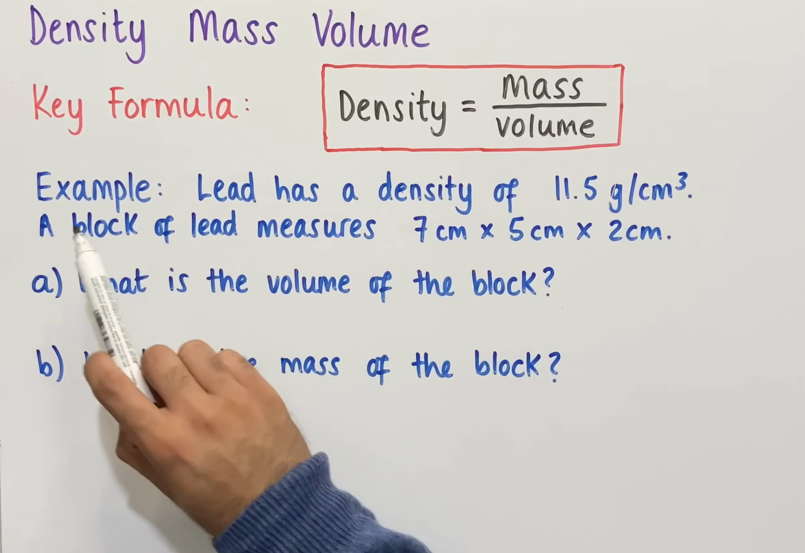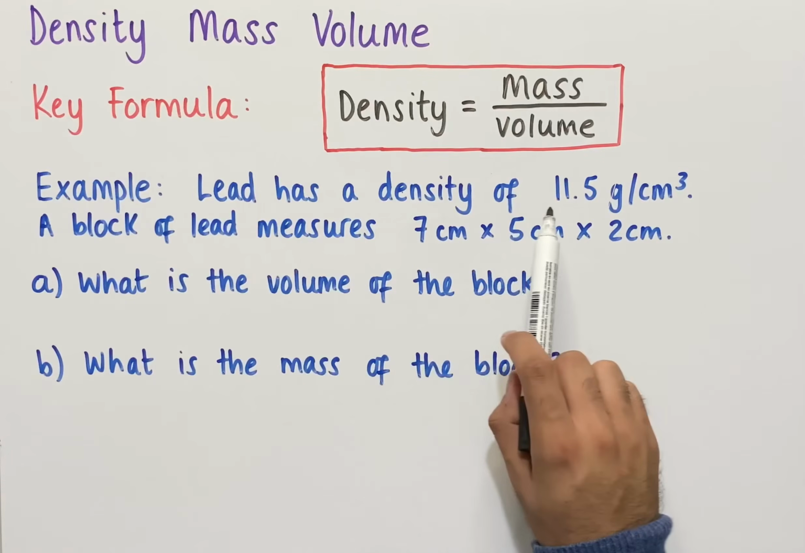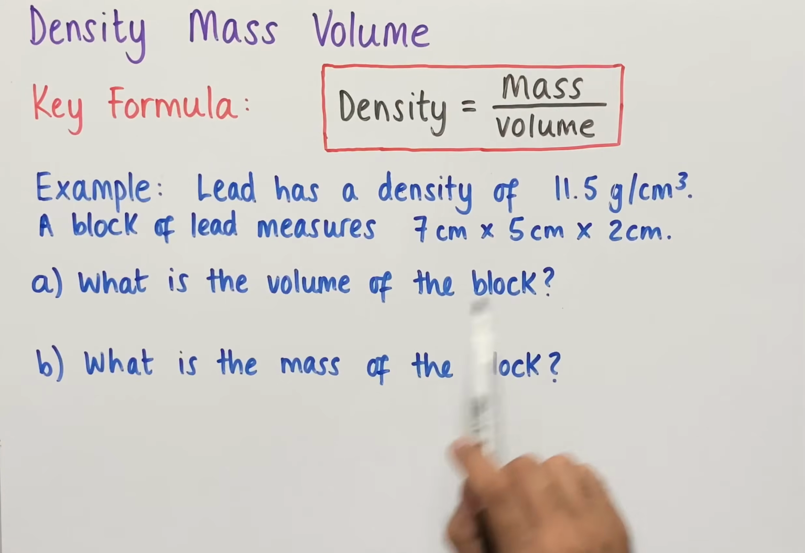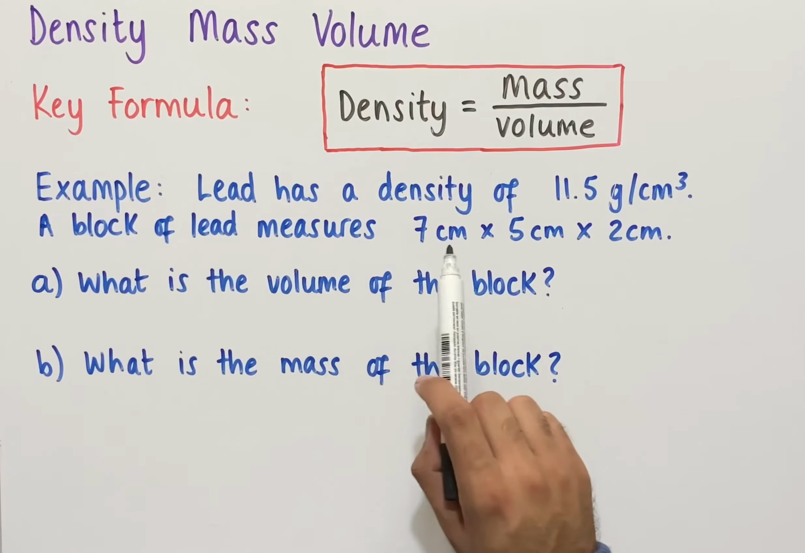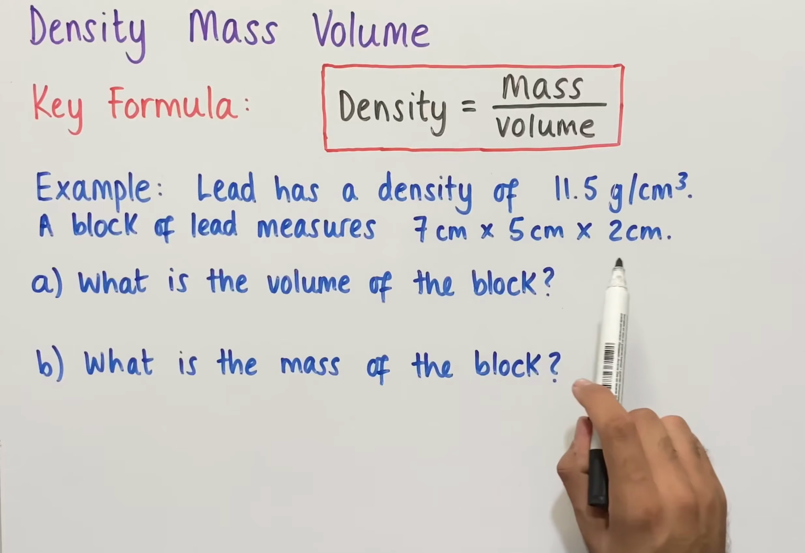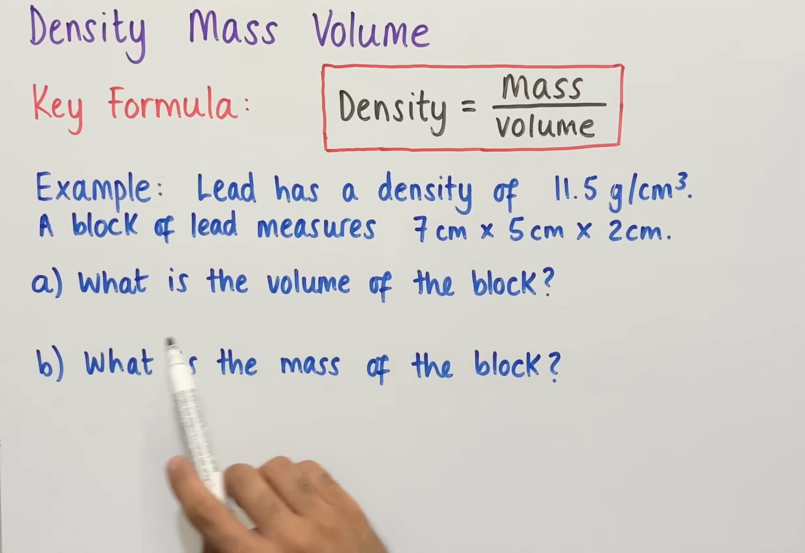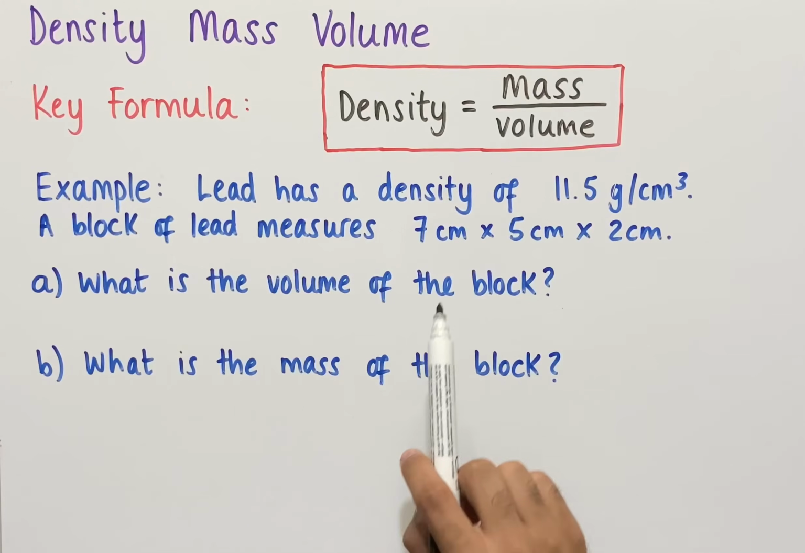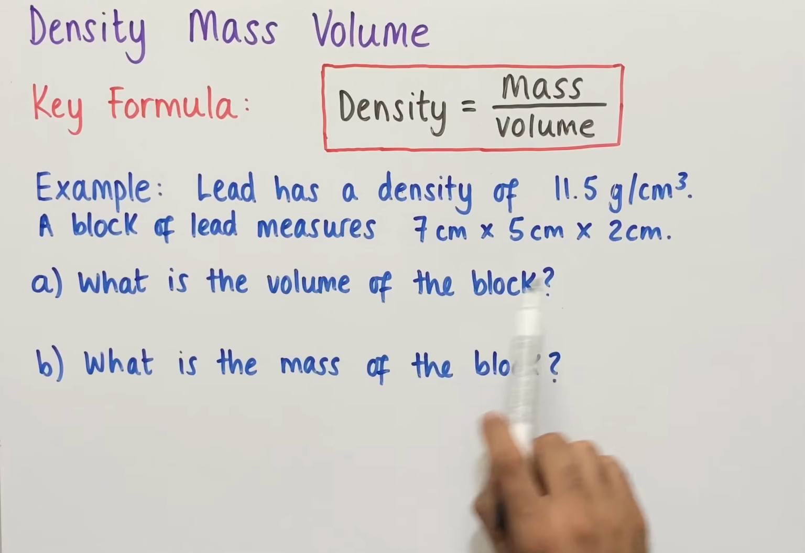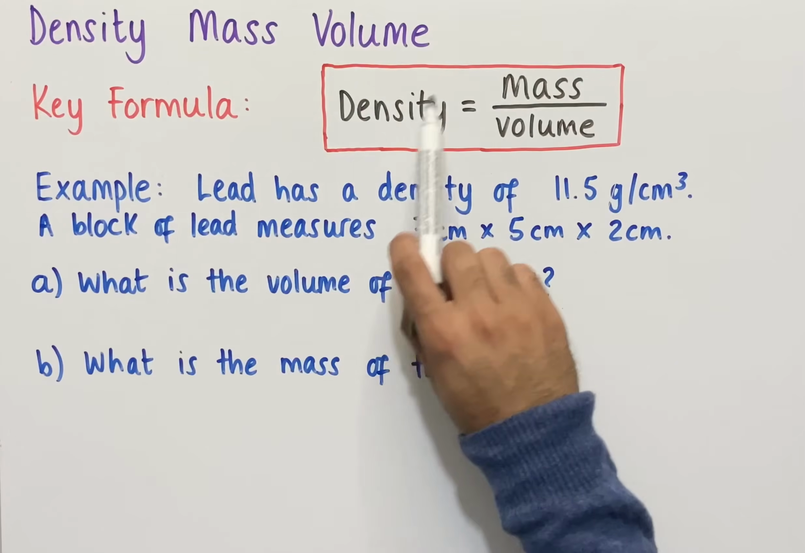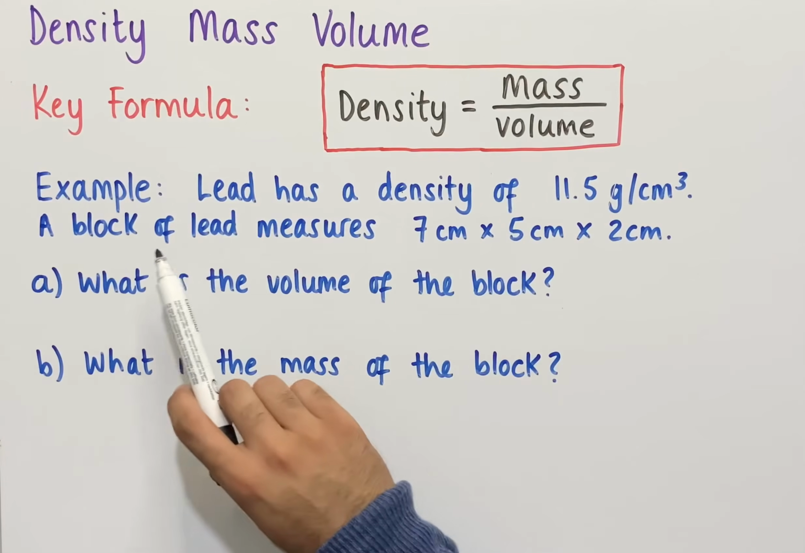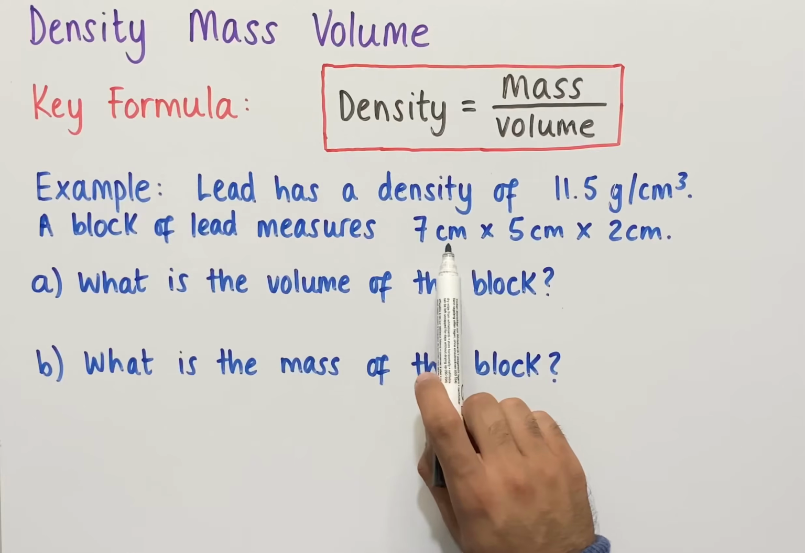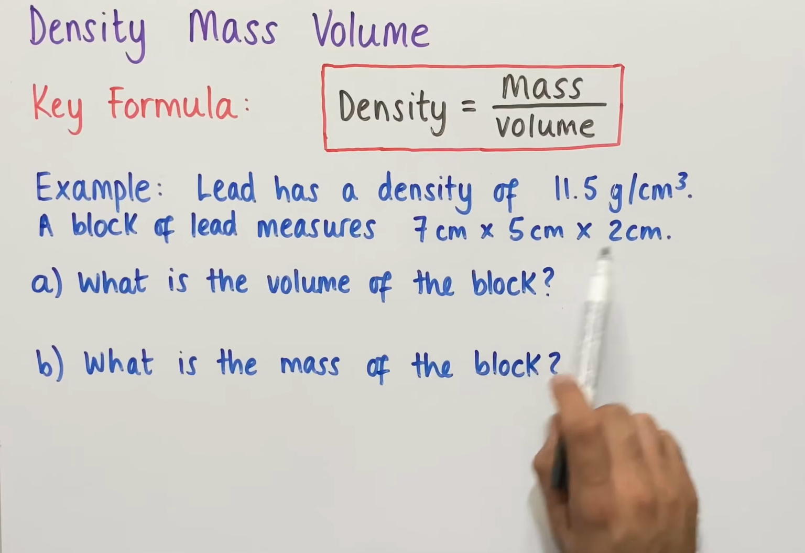The example says lead has a density of 11.5 grams per centimeters cubed. A block of lead measures 7 centimeters by 5 centimeters by 2 centimeters. What is the volume of the block, and what is the mass of the block? So we can work out the volume of the block from the information given in the question without using this formula here. We're told that the block of lead measures 7 centimeters by 5 centimeters by 2 centimeters.